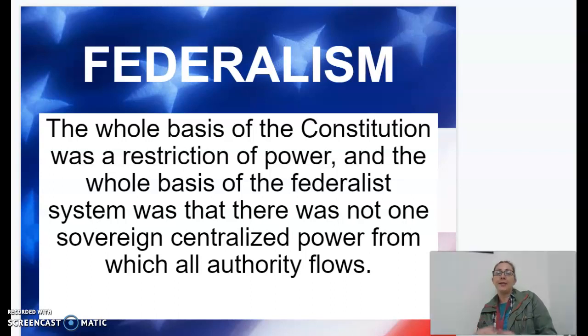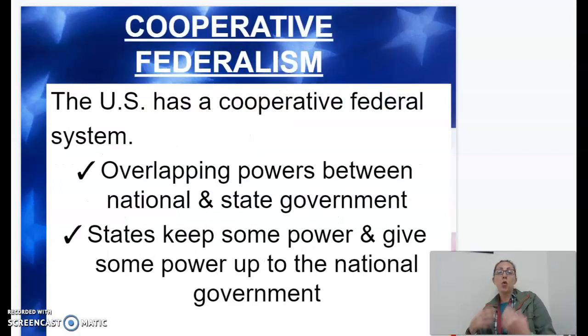It becomes known as a federalist system where there's not one sovereign centralized power with all the authority. So what that means is the national government doesn't have all the power. It is divided between the federal and state and local governments. So this is cooperative federalism. We have overlap in powers between the national government and the state government. States get to keep some power, but they also have to give up some of the power to the national government.